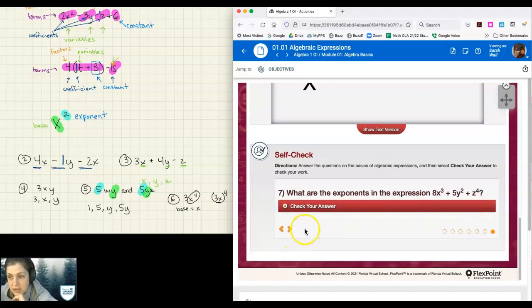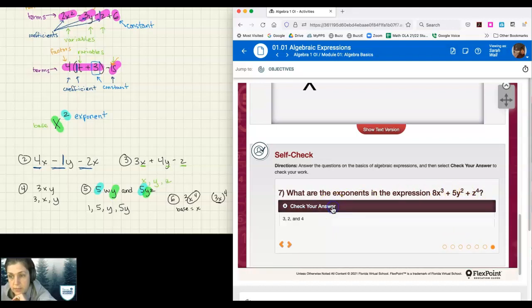And last but not least, what are the exponents in the expression? So remember, exponents are powers. So your exponents are going to be 3, 2, and 4. Boom.